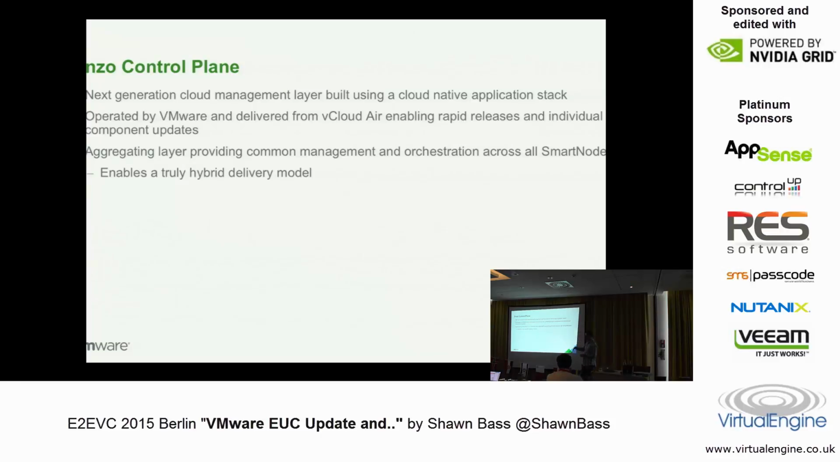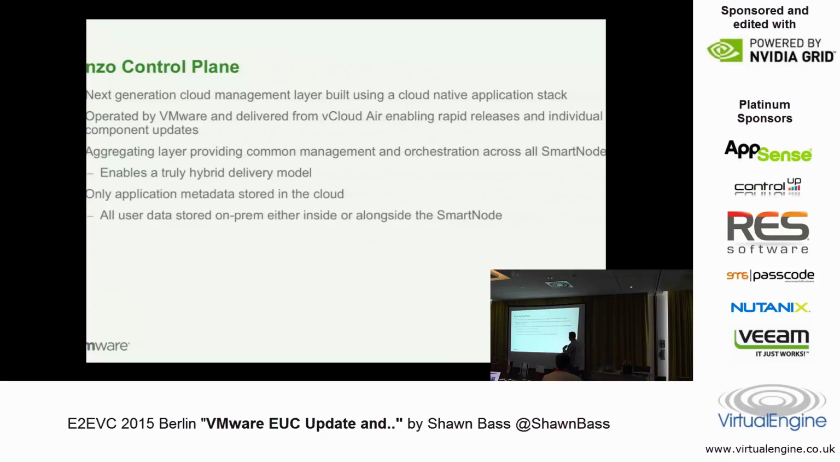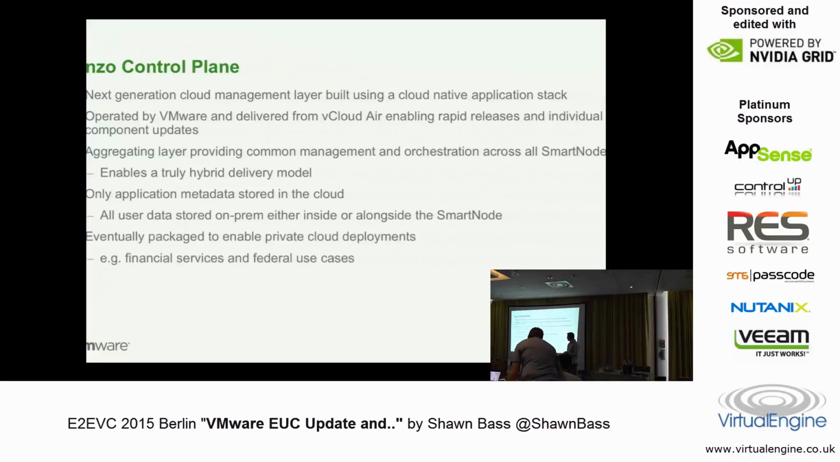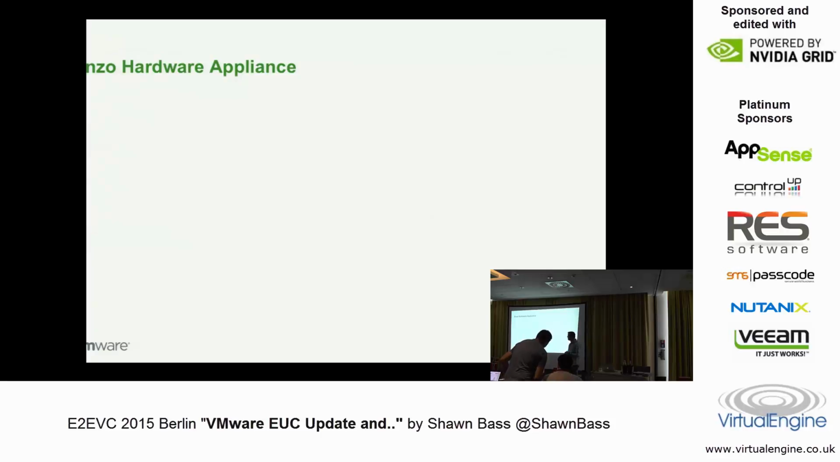There are some use cases where cloud bursting may make sense if you've already pre-configured the workload in the cloud and just want to burst capacity. But I don't see the idea of migrating workloads back and forth as being a good idea. Application metadata is stored in the cloud. All user data that goes into the virtual desktop will be stored on-prem or possibly in the smart node. We're still determining if we should actually bake file services into the smart node itself or have a separate file server set up. As I mentioned, we'll do private cloud deployments for financial services and federal use cases.